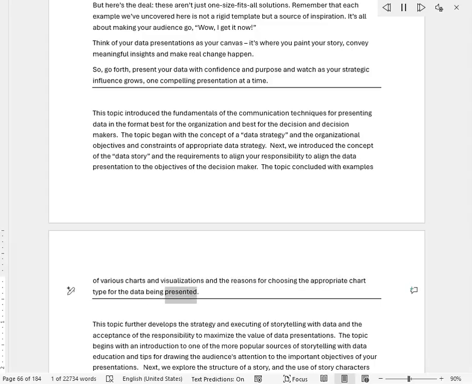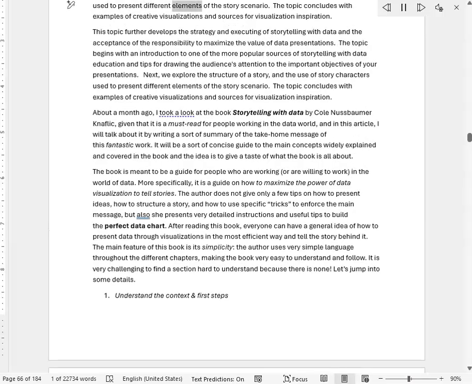This topic further develops the strategy and executing of storytelling with data and the acceptance of the responsibility to maximize the value of data presentations. The topic begins with an introduction to one of the more popular sources of storytelling with data education and tips for drawing the audience's attention to the important objectives of your presentations. Next, we explore the structure of a story and the use of story characters used to present different elements of the story scenario. The topic concludes with examples of creative visualizations and sources for visualization inspiration.